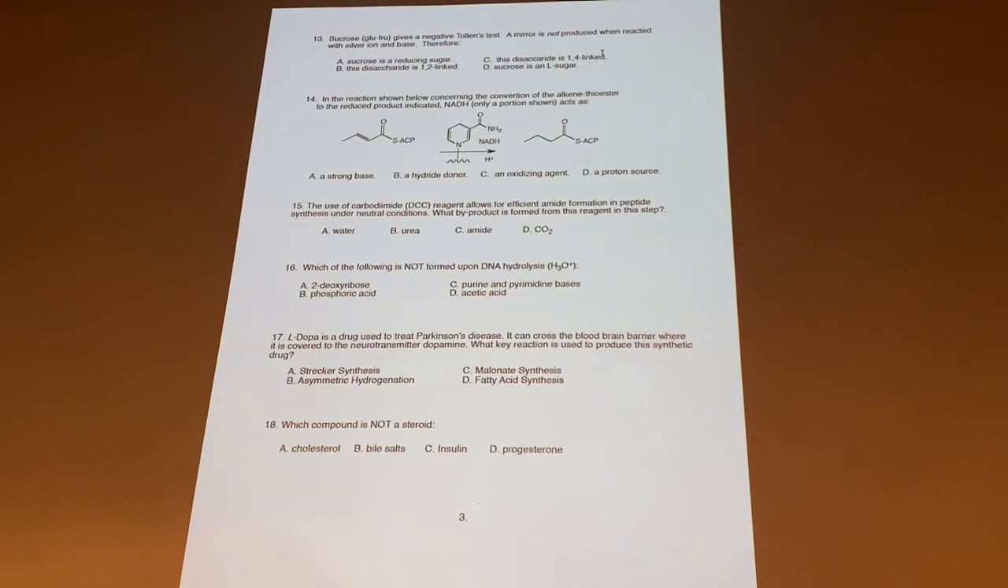It's 1,4 linked. No, that's not correct. Sucrose is an L sugar. Nope. Okay. Naturally occurring is a D sugar. So I think B is the most correct thing there.